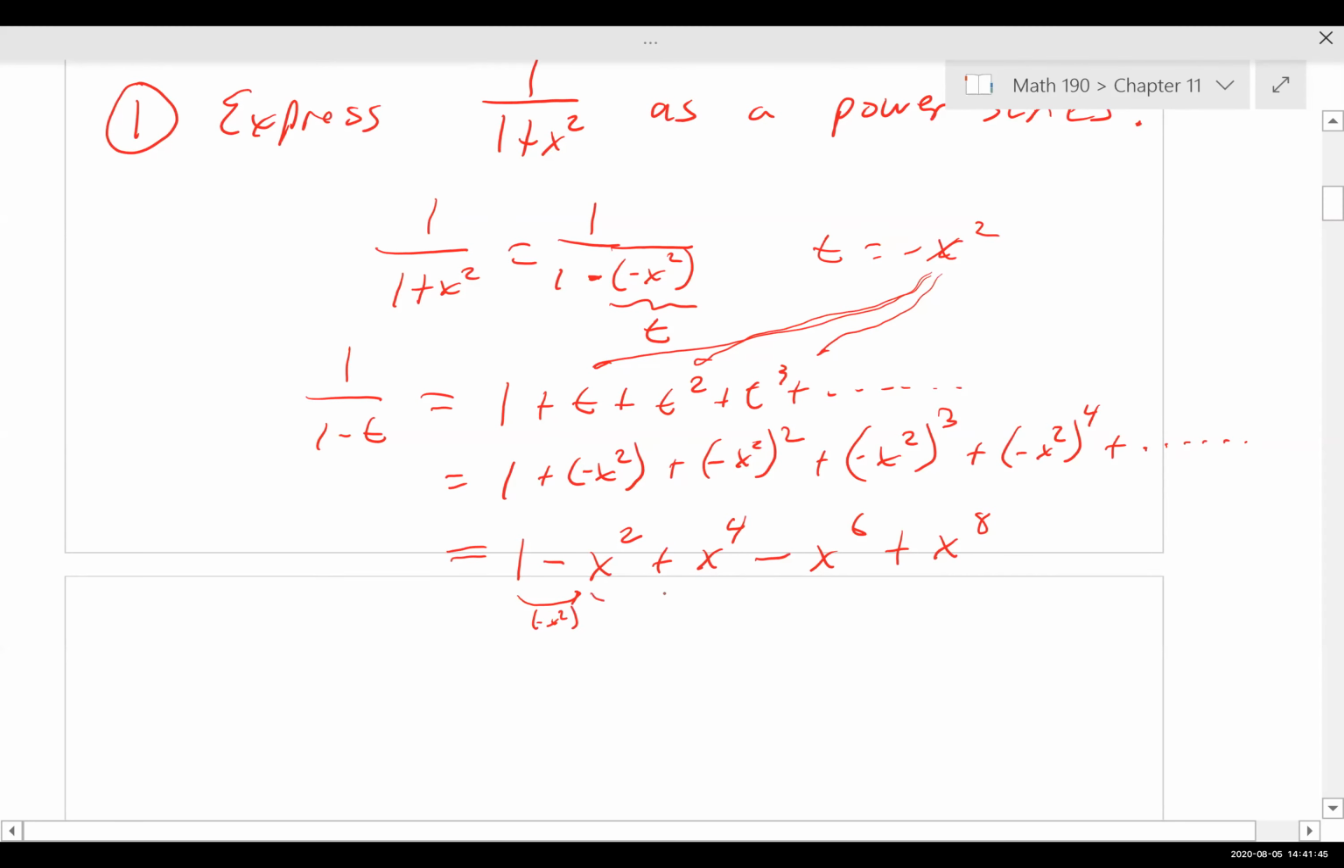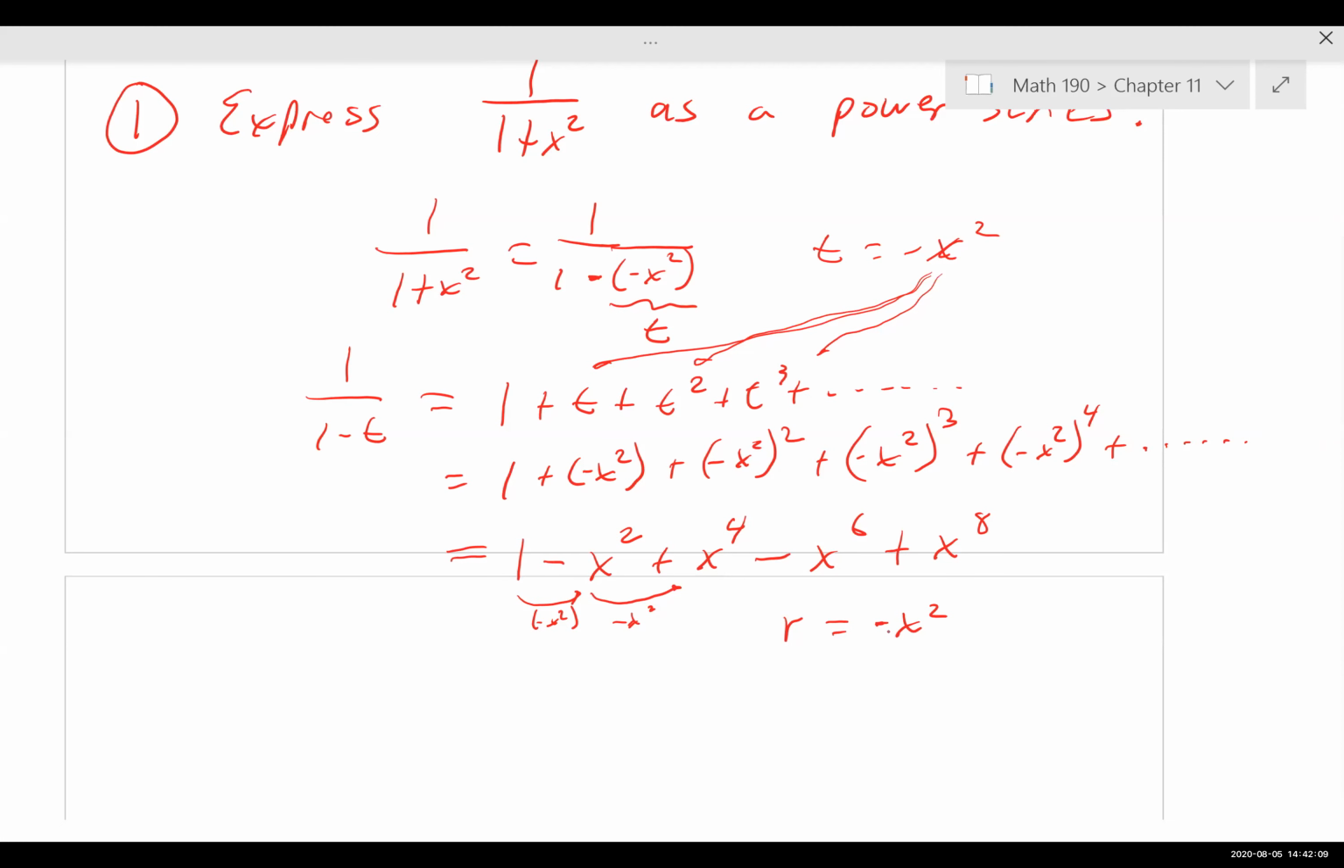Right, to go from the first term to the next term, we multiply by negative x squared. So our common ratio here is negative x squared. As long as the absolute value of that common ratio is less than 1, then it'll converge.